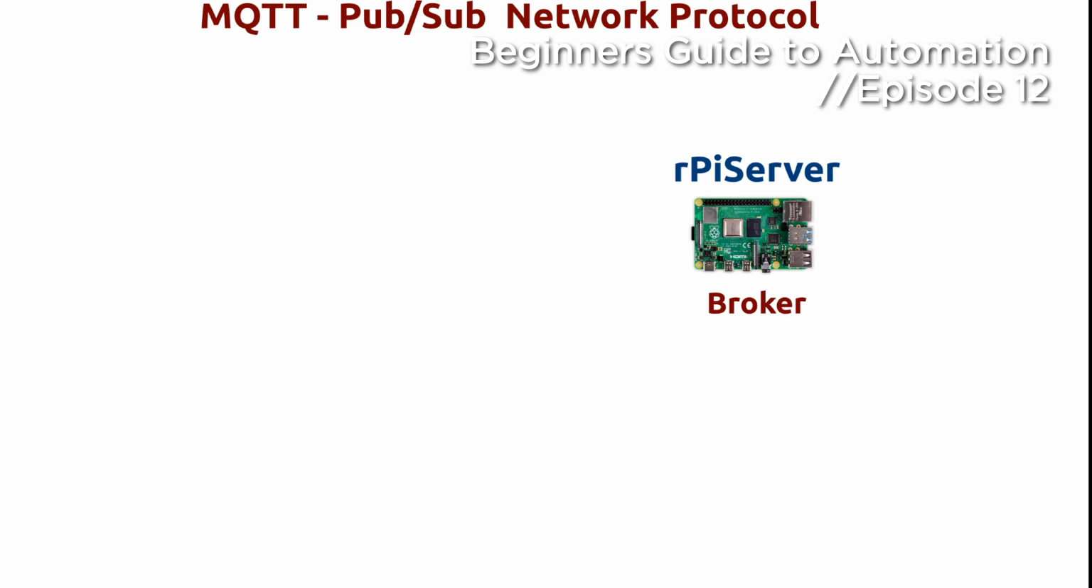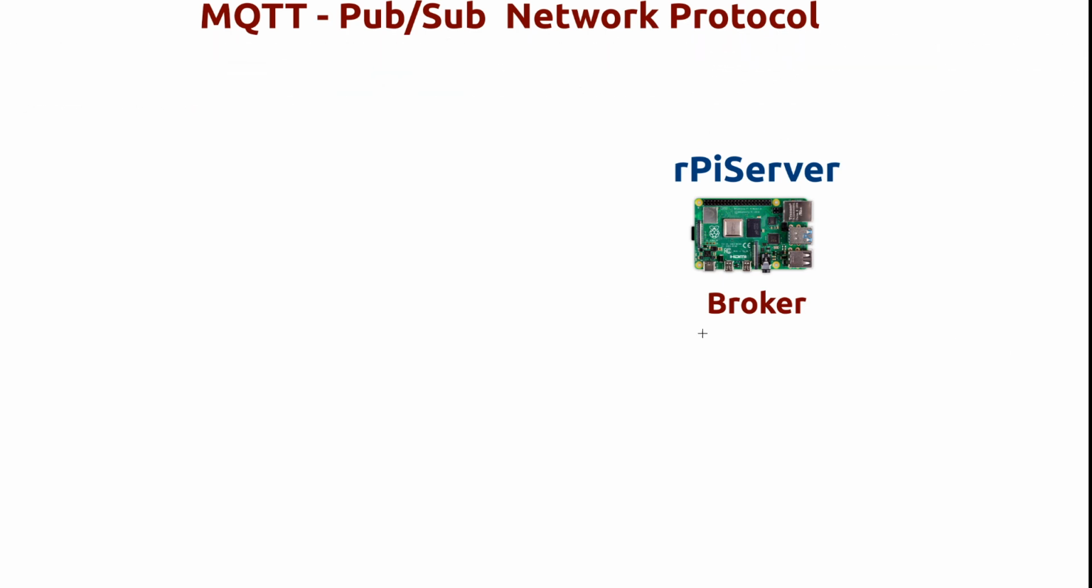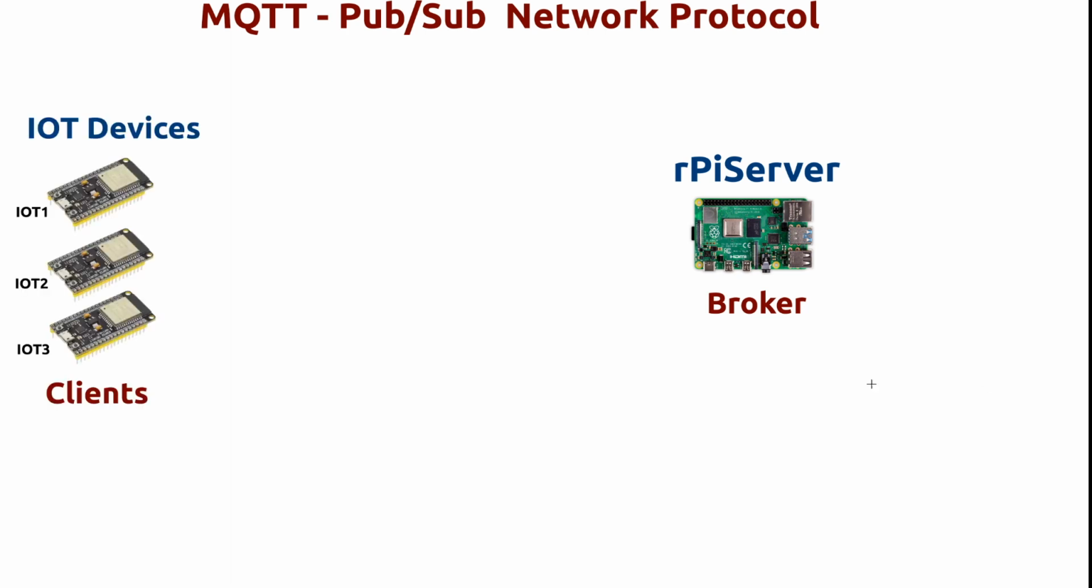In the last episode, we created a server using our Raspberry Pi, and we installed Mosquitto on that server, which makes the Raspberry Pi server our broker. Then we have multiple IoT clients. In our case, we're using the ESP32. So we have IoT 1, 2, and 3. And those are the clients in this model.